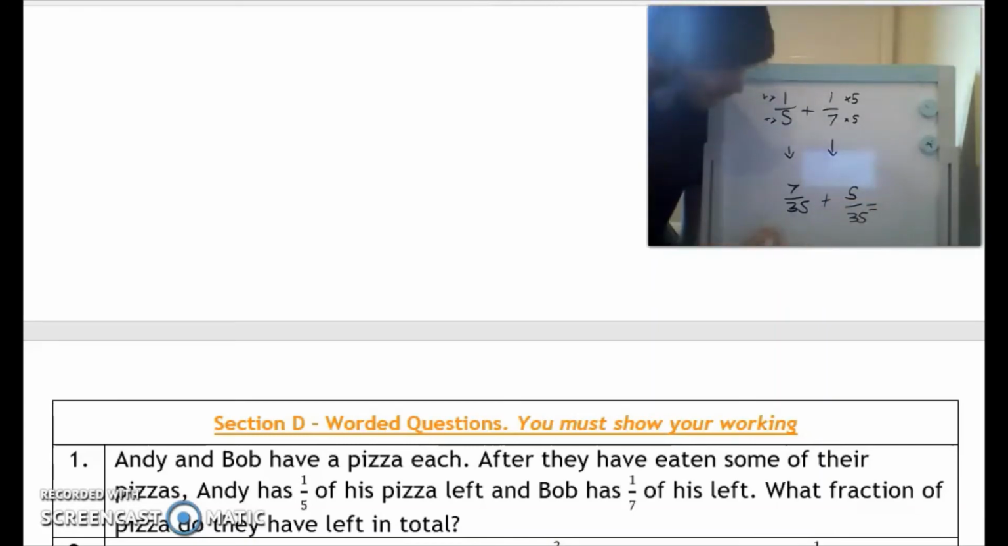And then when we add them up, we know that the denominators are going to stay the same, and then all we have to do is add up the top, the numerators, and we know that 7 add 5 is 12, and we know that how much of our pizza we have left is 12 over 35. Okay, it's about reading the question correctly, reading the question carefully, and then trying to put that into practice.